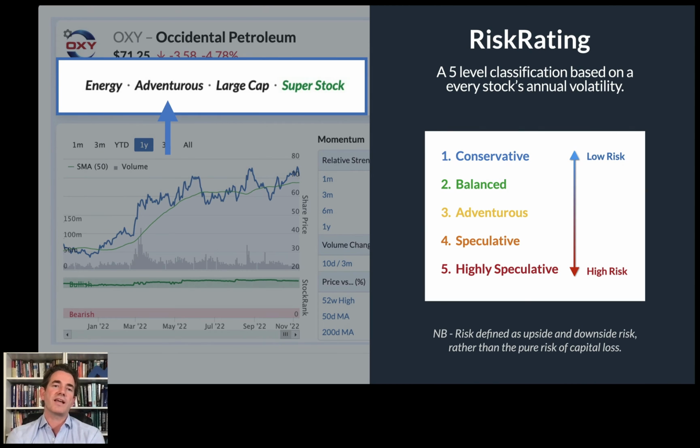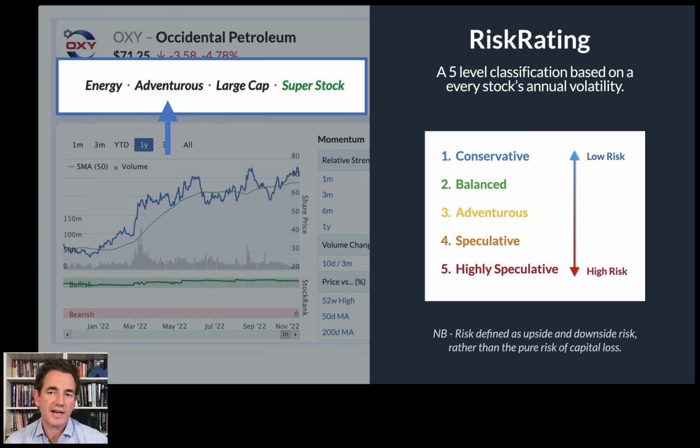Moving on, the risk rating. Now, this is something that I think catches out the vast majority of private investors. We all love to invest in highly speculative stocks. For whatever reason, we are like moths to a flame, and because they have the best stories, but they are the stocks that collapse the hardest in bearish market periods.